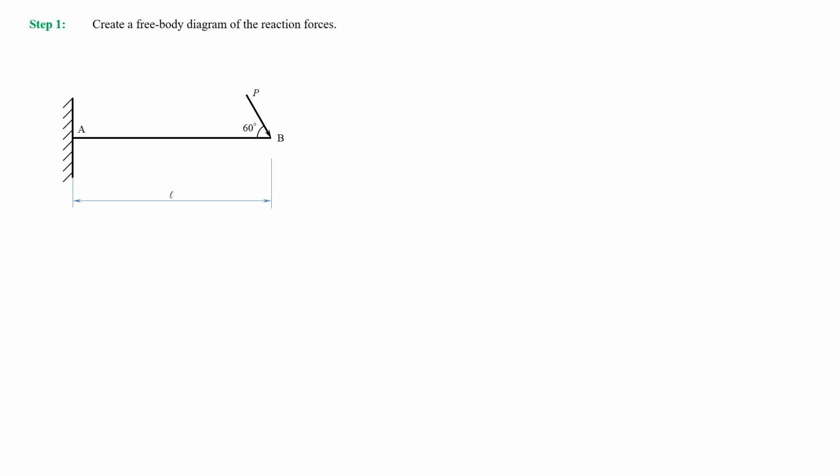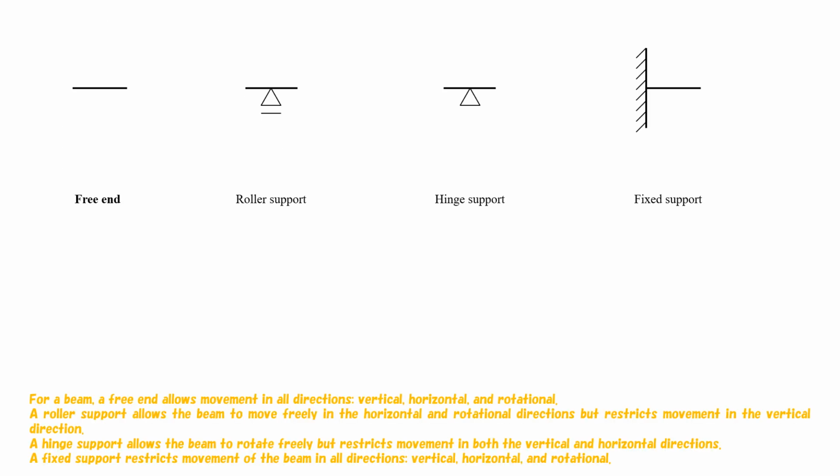Step 1. Create a free body diagram of the reaction forces. For a beam, a free end allows movement in all directions: vertical, horizontal, and rotational. A roller support allows the beam to move freely in the horizontal and rotational directions, but restricts movement in the vertical direction.